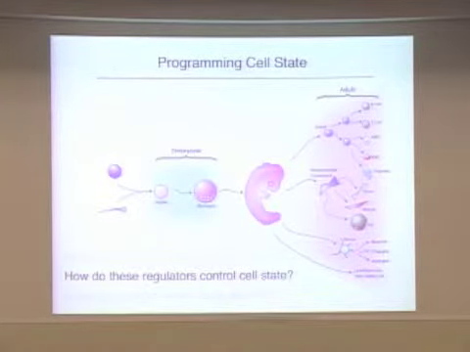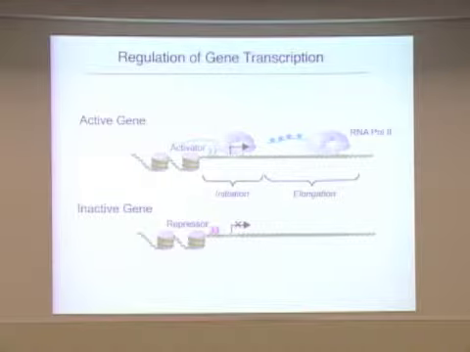So how do these regulators control cell state? Many of them have their ultimate behavior in transcription, so we need to talk a bit about this. Here's a conventional model for how gene transcription is regulated. The transcription apparatus is recruited by DNA binding activators to promoters. There are events that lead RNA polymerase to escape the promoter and make RNA. At inactive genes, there are also DNA binding factors, specificity factors that prevent these events from occurring.